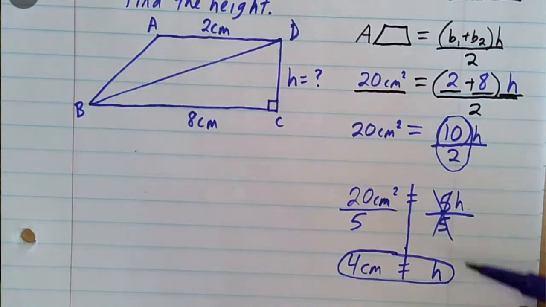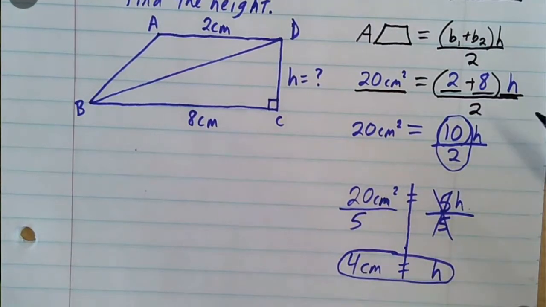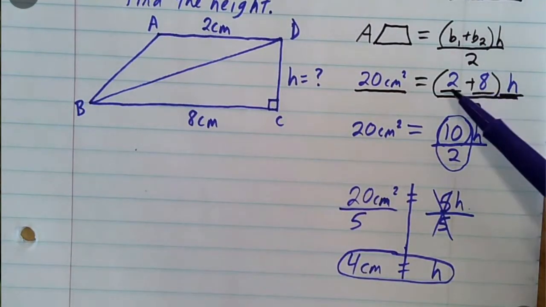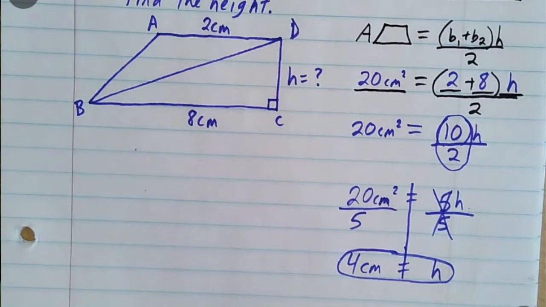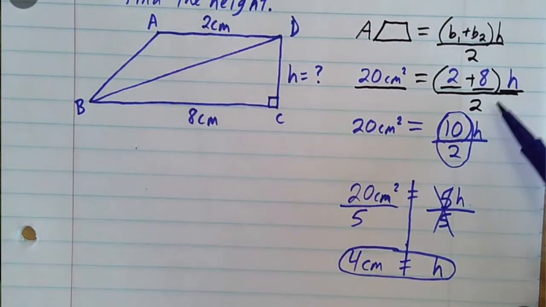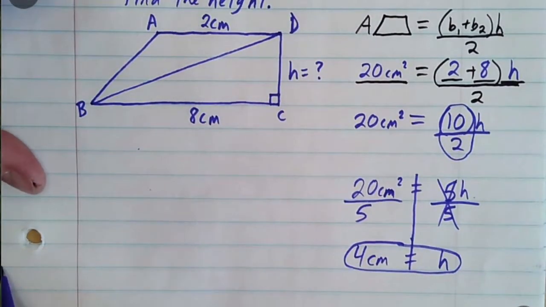Now, how could I check to make sure that this actually works? I could plug 4 back into the equation to see if this works. 2 plus 8 is 10, and 10 times 4 is 40. 40 divided by 2 would give me 20. Okay, you could plug it in here, you could plug it in here, any of those spots to see that that works. So when given the area and the bases, could you find the height? Can you work the formula forwards and backwards?